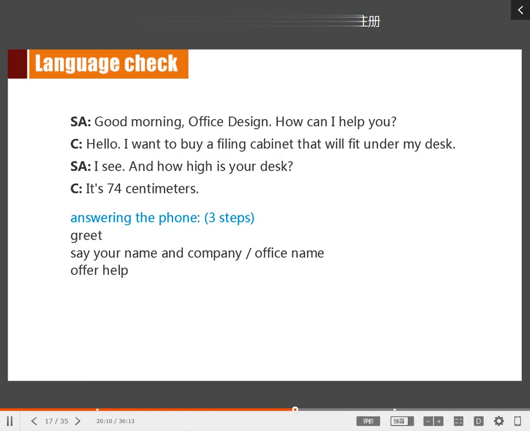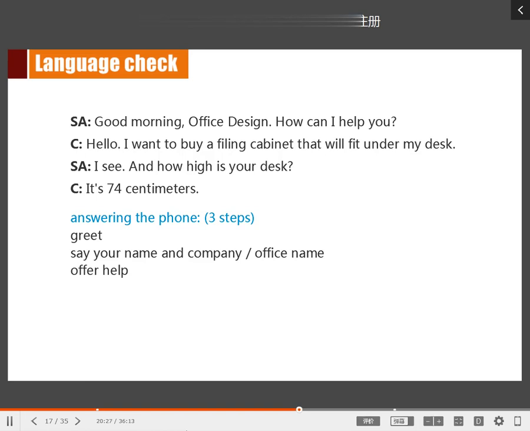Being prompt, polite and nice are also very important. So the sales assistant was very professional and really efficient. She really kicked off a good start. But how did the potential customer do? Did he do a good job as well? Let's take a look at what he said.